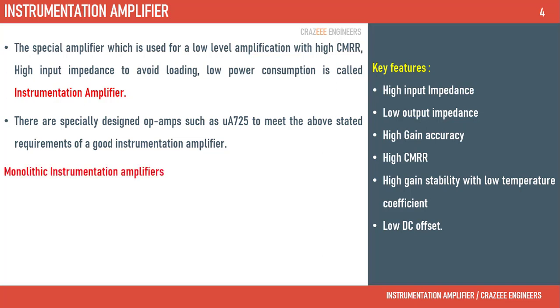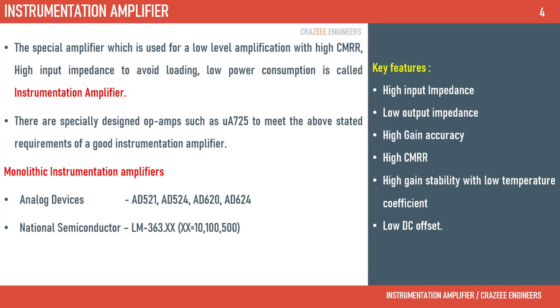Monolithic instrumentation amplifiers. Analog Devices: AD521, AD524, AD620, AD624. National Semiconductor: LM363XX. Burr-Brown: INA101, 104, 3626, 3629.